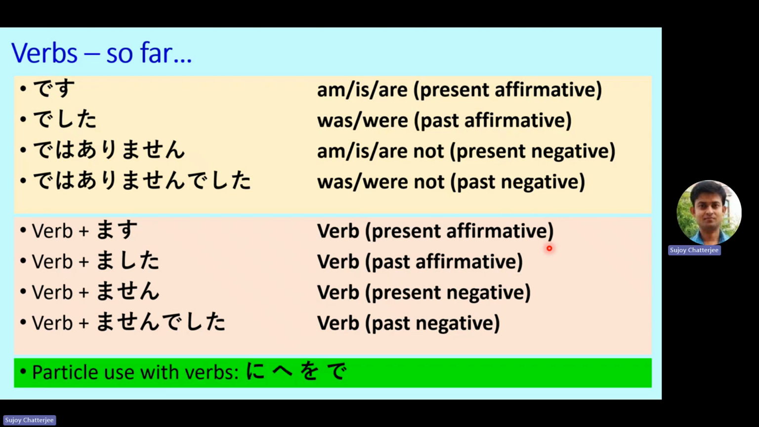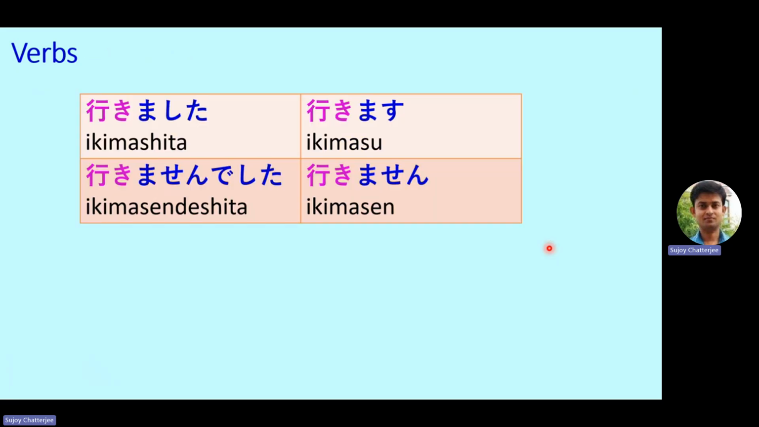And then we learned the use of various particles for different verbs. The use of ni, e, o, and de particles, how they are used in between the object and the verb. So these concepts we have learned earlier in this series. We shall now take this forward in today's lesson.